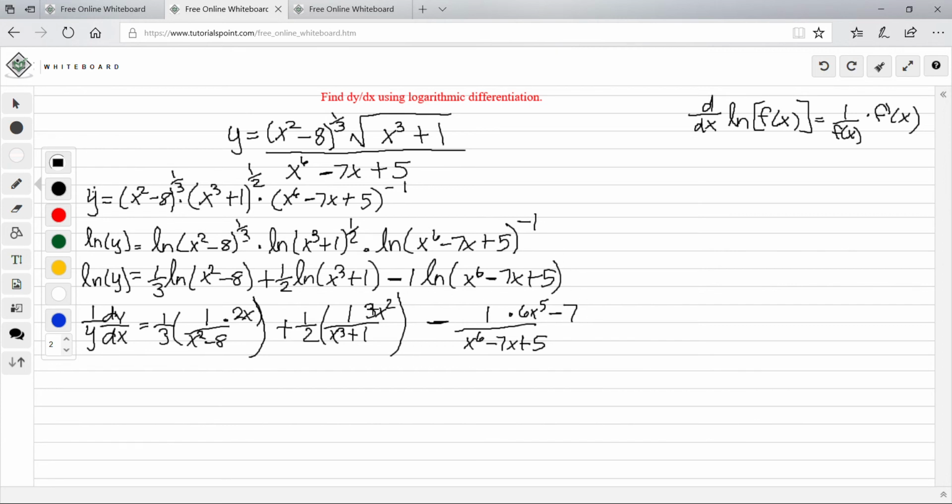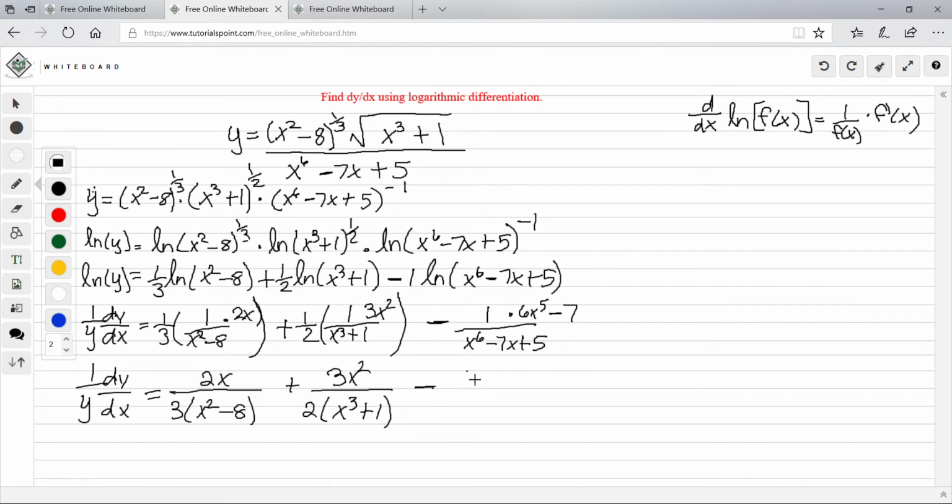And that's it. So let me clean this up. So this is 1 over y, dy over dx, equals 2x over x squared minus 8, this is 3x squared, minus 6x to the 5th minus 7.